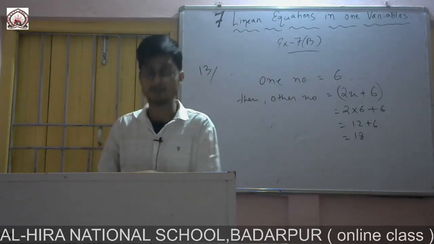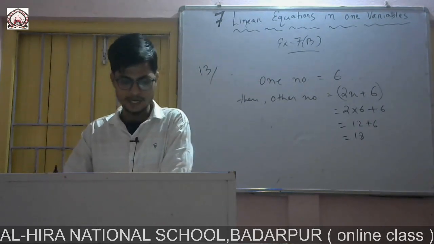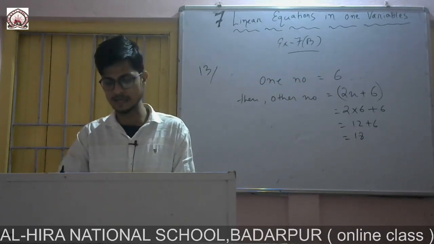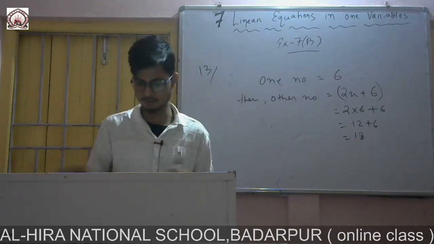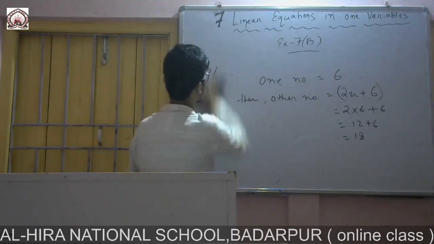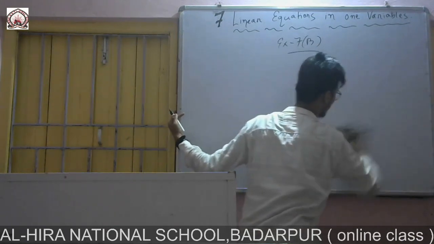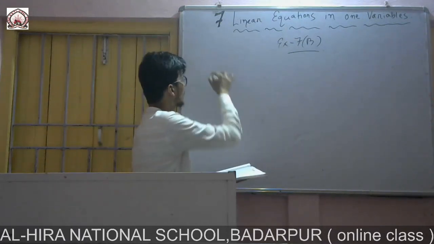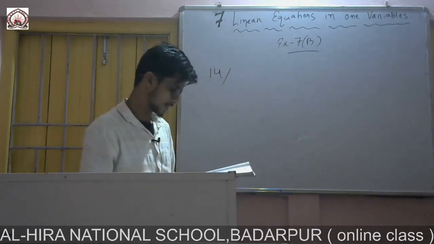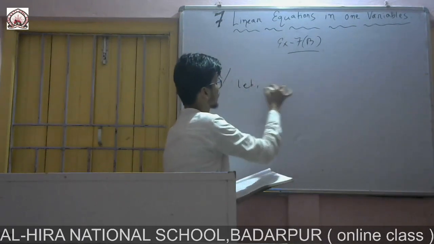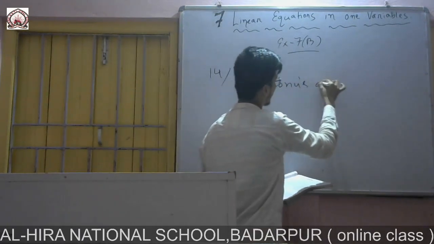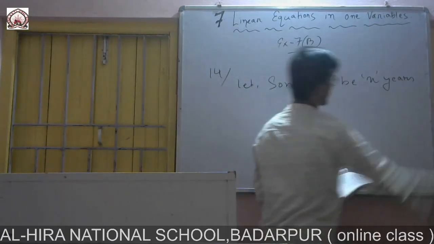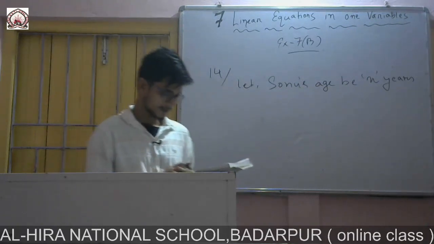So now you see question number 14. 4 times Sonu's age decreased by 3 is equal to 3 times the age increased by 7. How old is Sonu? So okay, let me write the expression, then only you can understand. Question number 14. So write let Sonu's age be x years.